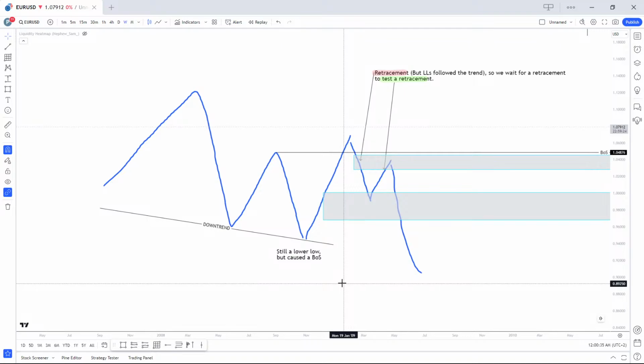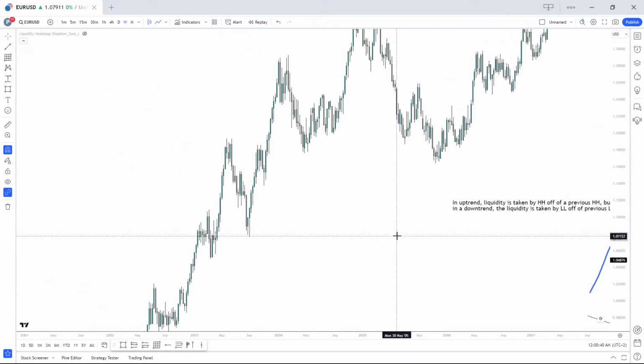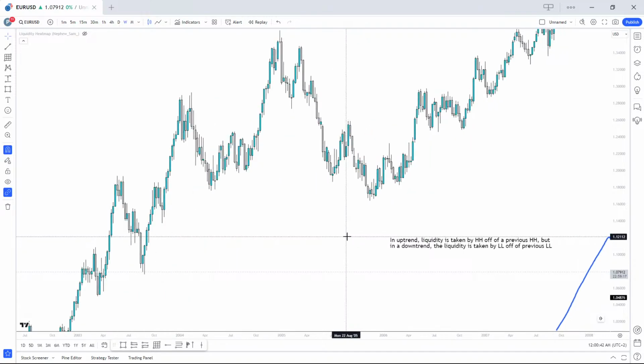Alright, let's do it for an uptrend. Okay, let's see if this example is actually true. This is for an uptrend. So you basically have to flip the picture around.